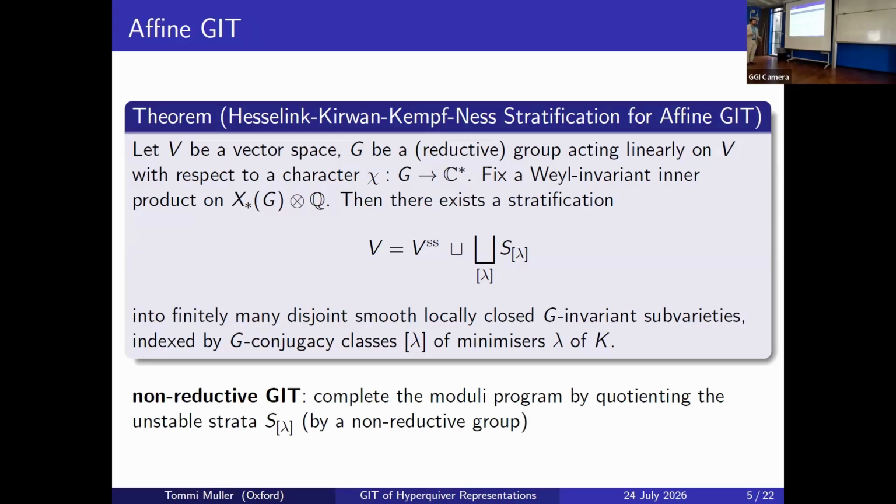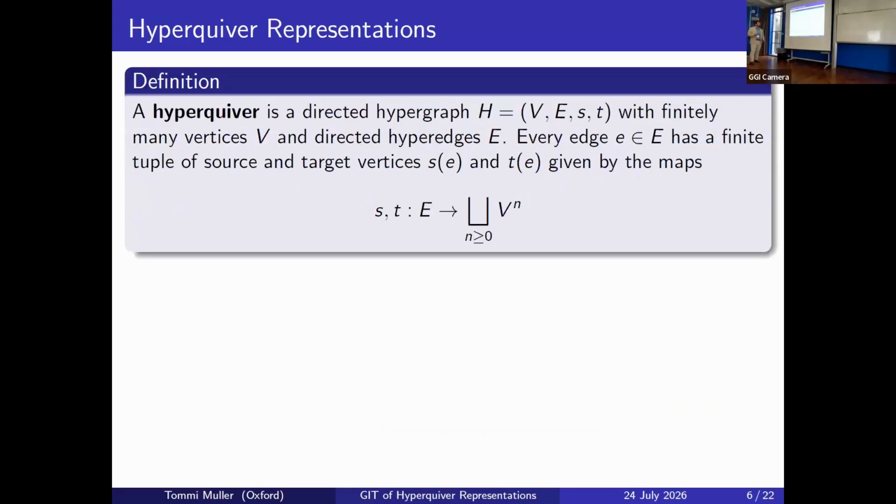So this is all the GIT background we need, and so now we can talk about objects. So what's a hyperquiver? It's a directed hypergraph with finitely many vertices V and finitely many directed hyperedges E. And basically every hyperedge has a finite tuple of source vertices, incoming vertices, and a finite tuple of target vertices. And these are given by these source and target counts, S and T.